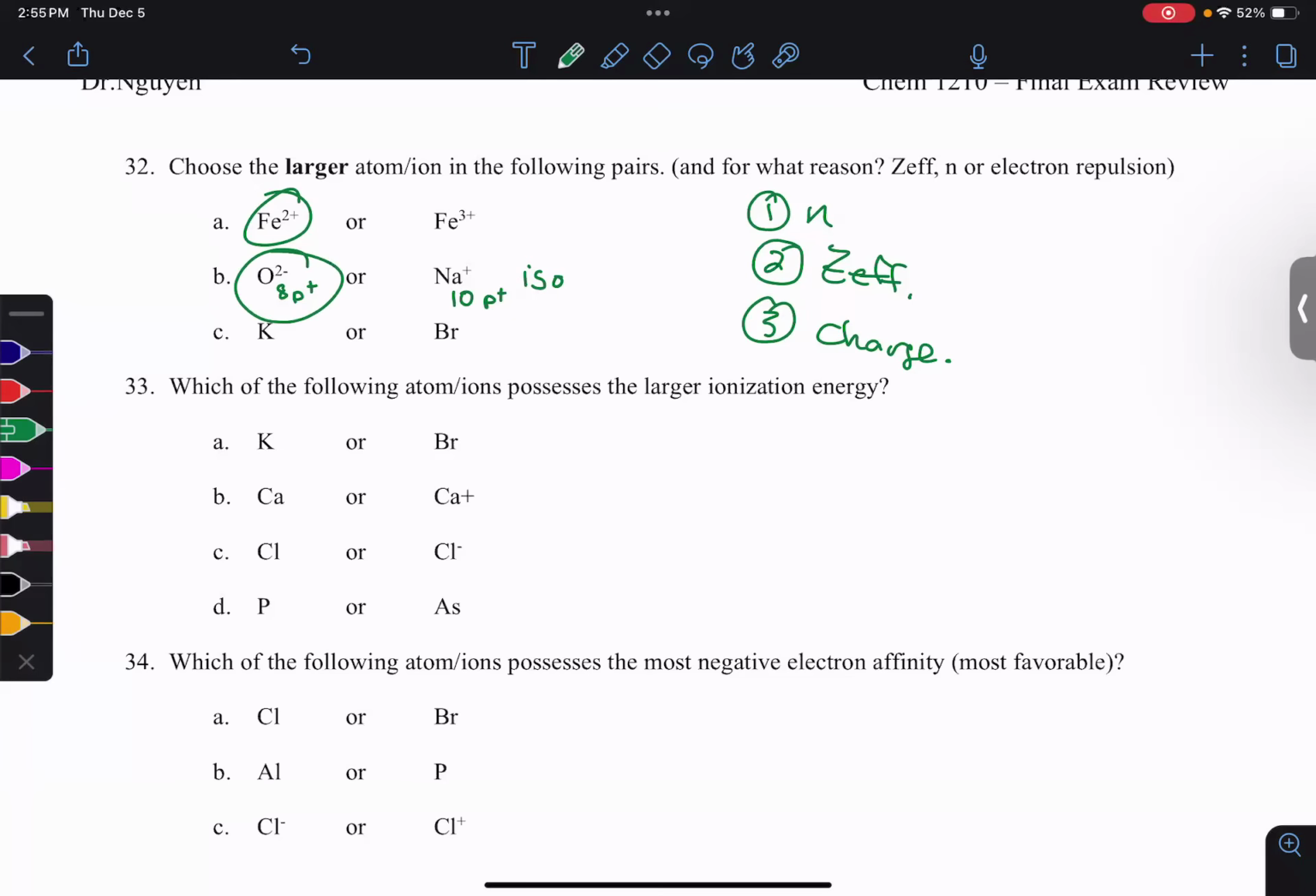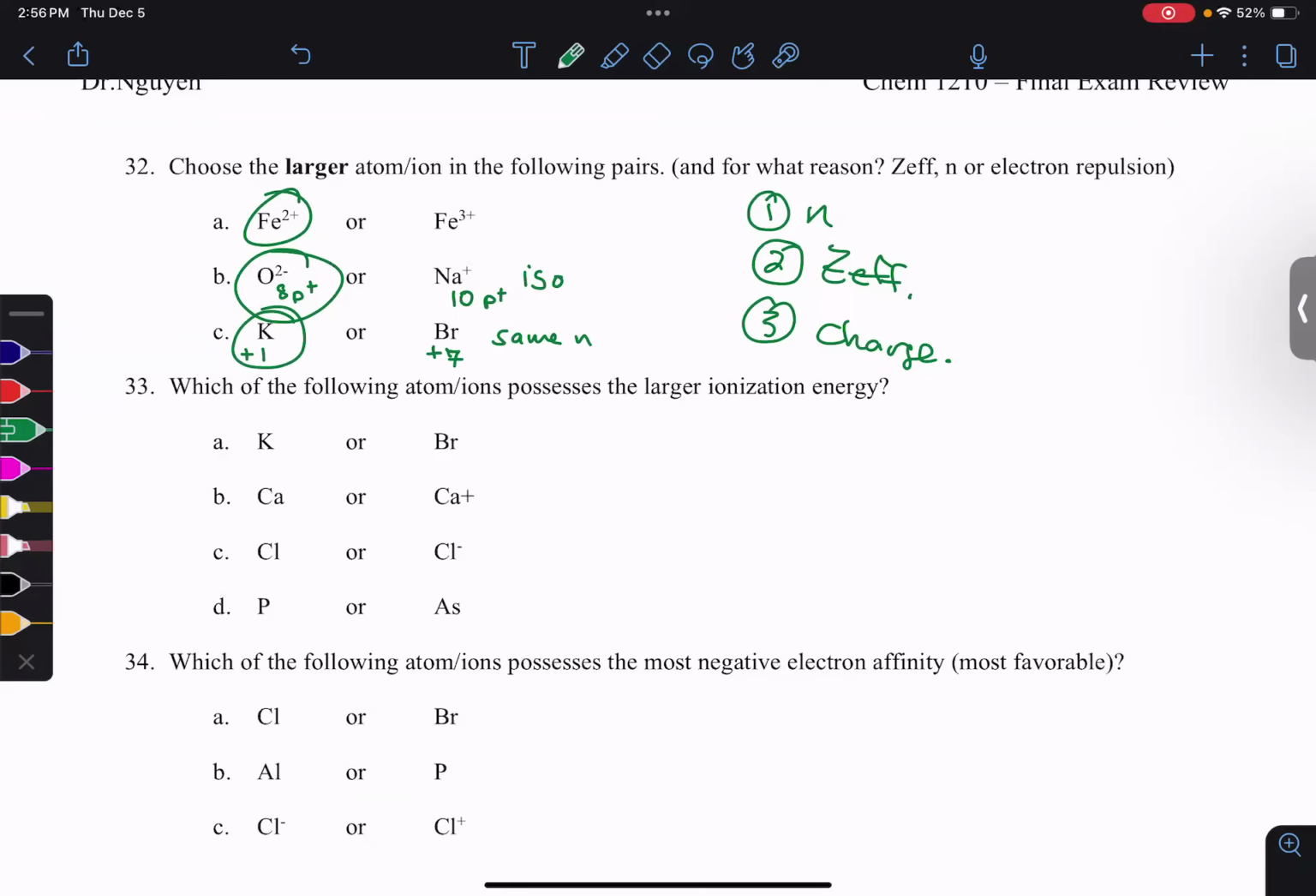All right, and then finally, potassium and bromine. So notice where they are on the periodic table. They are, in fact, in the same period. They're in the same row, so they have the same n. All right, so what are we going to look at? Z effective. Potassium is +1, bromine is +7. Electrons are much more attracted to +7, so potassium is the larger one.